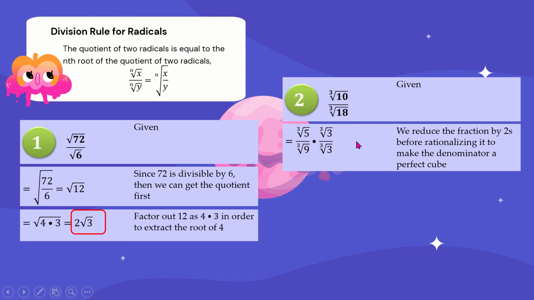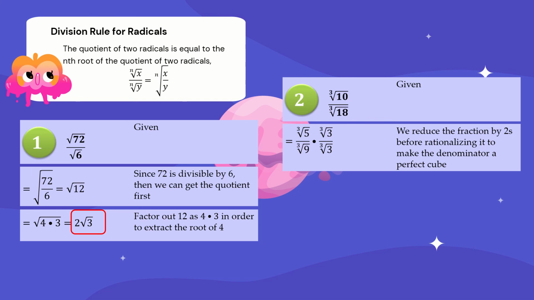Before pa ito mag-rationalize, we reduce the fraction by 2s before rationalizing it to make the denominator a perfect cube. Why perfect cube? Dapat perfect cube tungod kay ang atong index is 3. Ang atong denominator kay cube root of 9. So may pilay kuwang sa 9 para mahimo siyang perfect cube. So ito yung mga perfect cube. 1 cube is 1, 2 cube is 8, 3 cube is 27.